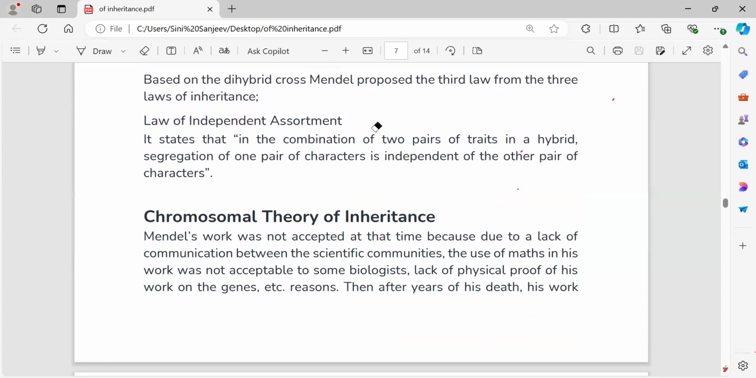So what is the law of independent assortment? It is the combination of two pairs of traits in a hybrid, where segregation of one pair of characters is independent of the other pair. Even if you combine more contrasting traits together into a hybrid, one pair of characters will separate out and express independently, leaving the others. This is called the law of independent assortment, which is followed by the dihybrid cross.